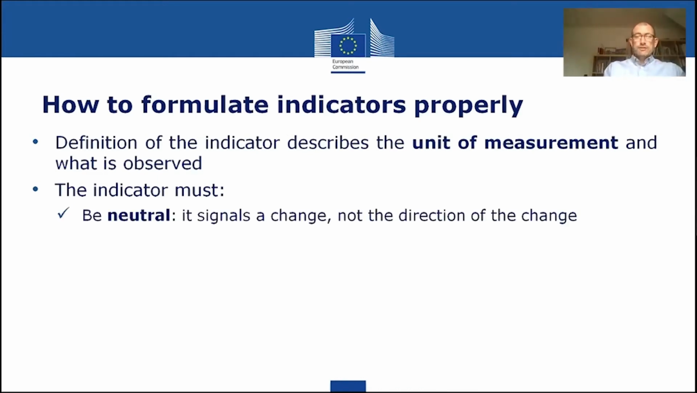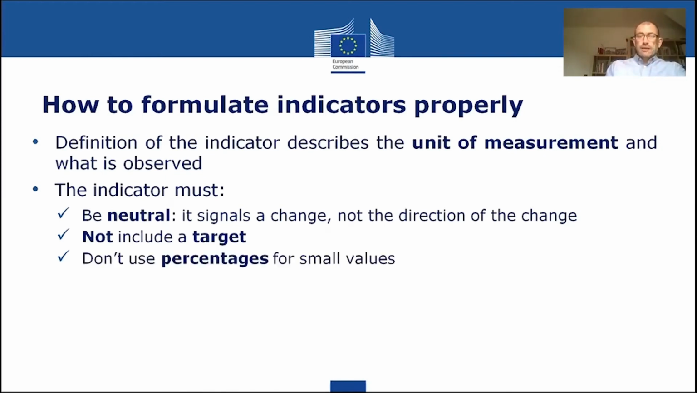The indicator must be neutral. So it's there to signal a change, but not the direction of the change. The direction of the change is actually captured in another element of the indicator, and that is our baseline and our target. It should not include the target. So the definition should say nothing about whether things are going to be increased, whether it's going to be 20%, and so on. It should be neutral.